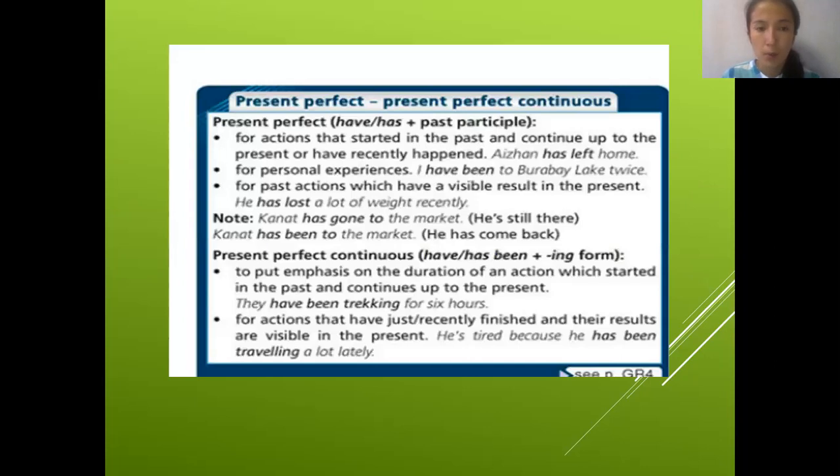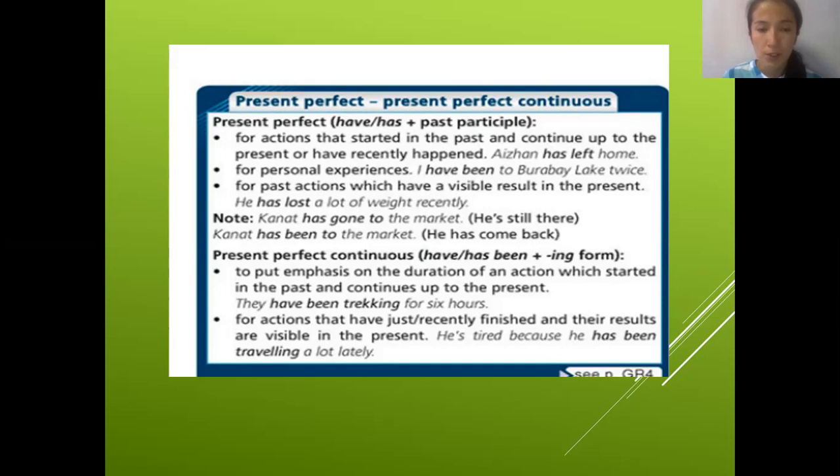Today we have present perfect and present perfect continuous tenses. Present perfect: have/has plus past participle. For actions, we use present perfect for actions that started in the past and continue up to the present or have recently happened. Ayjan has left home. For personal experiences: I have been to Burabai Lake twice. For past actions which have a visible result in the present: he has lost a lot of weight recently.